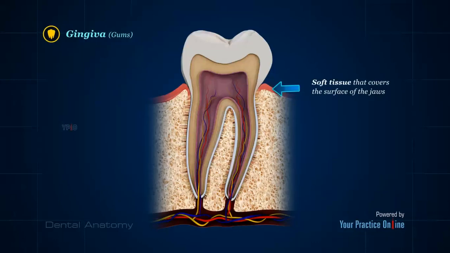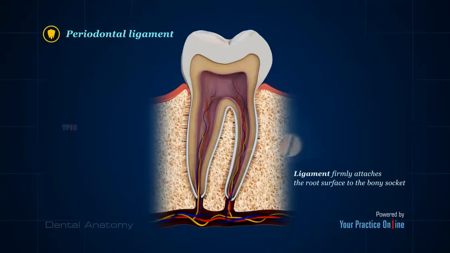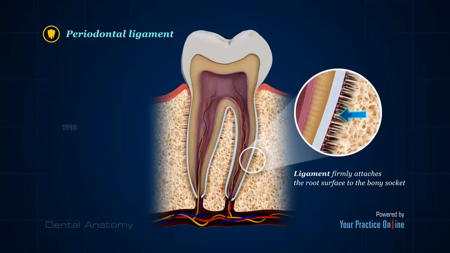Gingiva. The gingiva, or gums, is soft tissue that surrounds the teeth and covers the surface of the jaws in the oral cavity. Periodontal ligament. This ligament firmly attaches the root surface to the bony socket, holding the tooth in place.